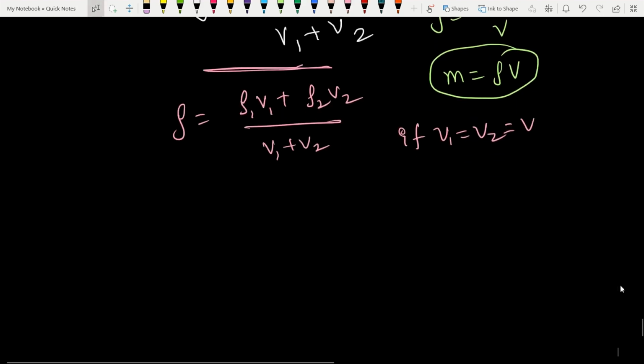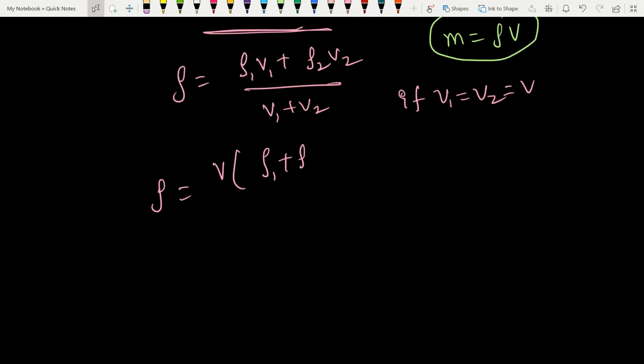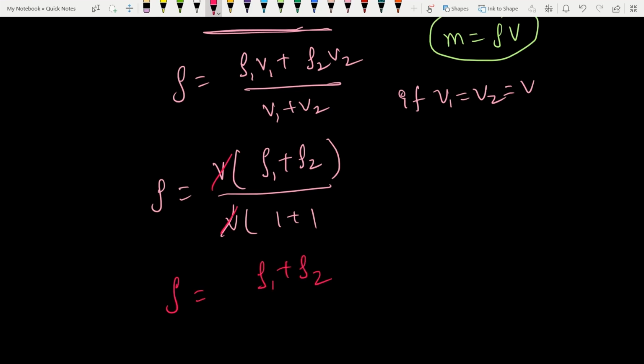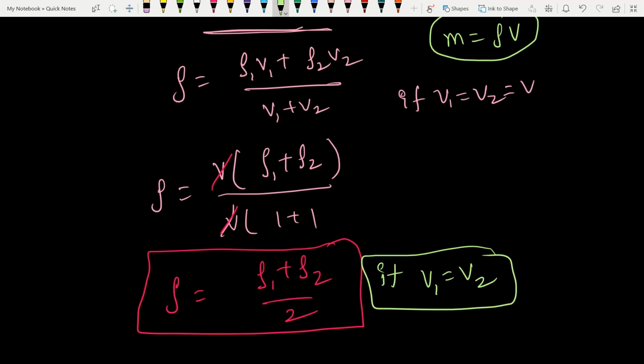So here you can see, rho equal to, we take V common, rho 1 plus rho 2 by V into 1 plus 1. V and V get cancelled. Then rho equals rho 1 plus rho 2 by 2. So this is the condition if V1 equals V2, and that is the formula, right?